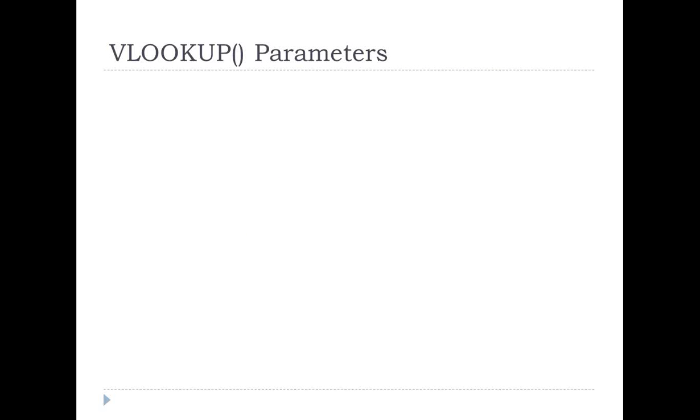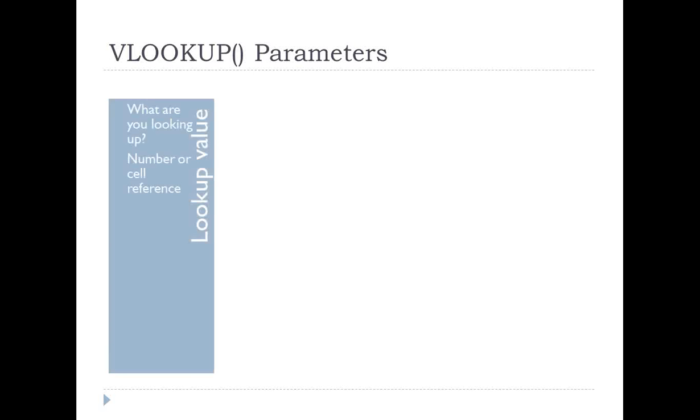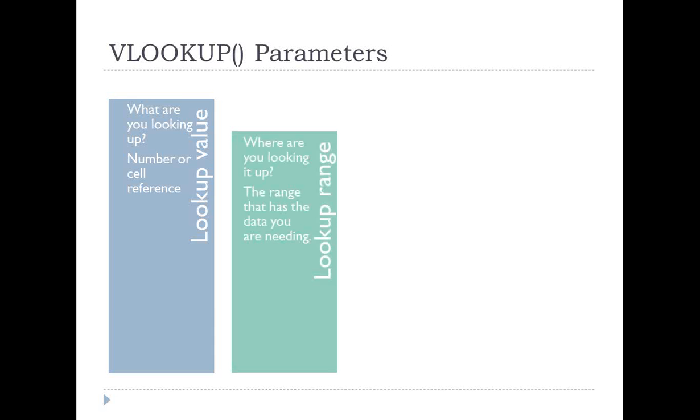Now more details about what each parameter is. The lookup value is the value of what you are looking up. This is usually a cell reference, such as the first cell in this row. The lookup range is where you are looking it up. Where is that value that you're looking up? This is the range that has the data you need.